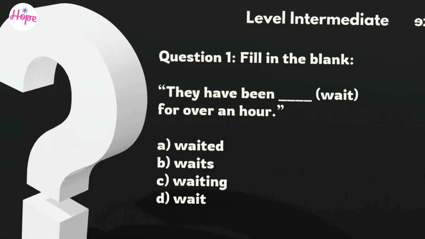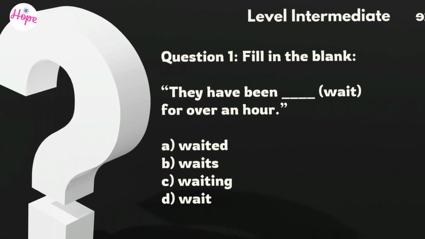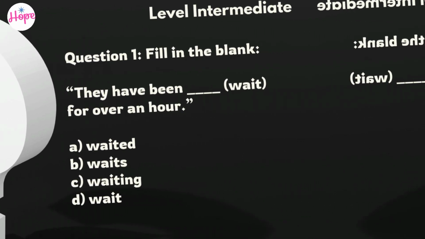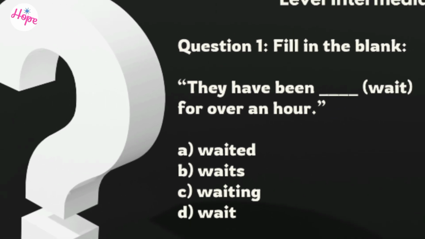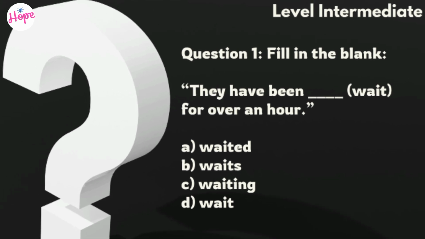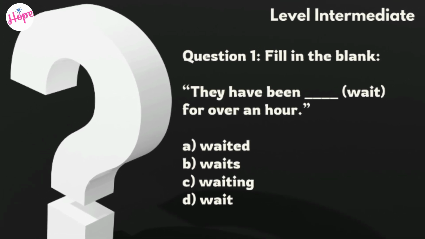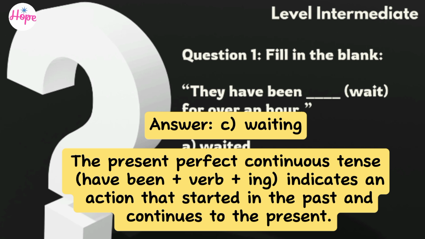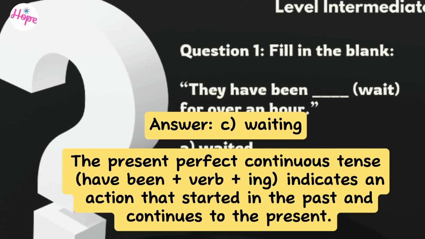Intermediate level. Question 1. Fill in the blank. They have been wait for over an hour. Answer C. Waiting. The present perfect continuous tense indicates an action that started in the past and continues to the present.